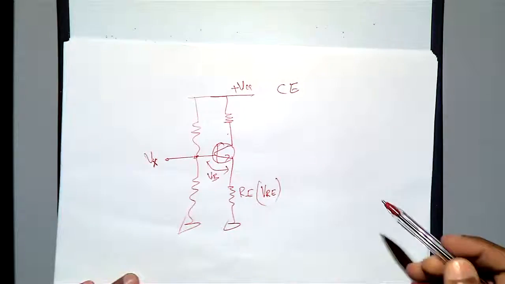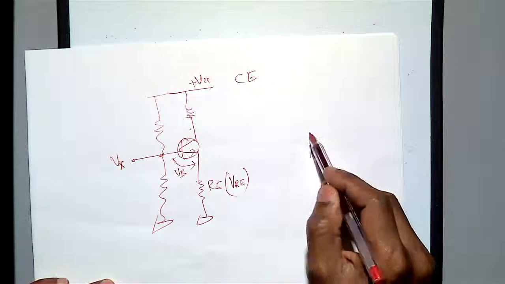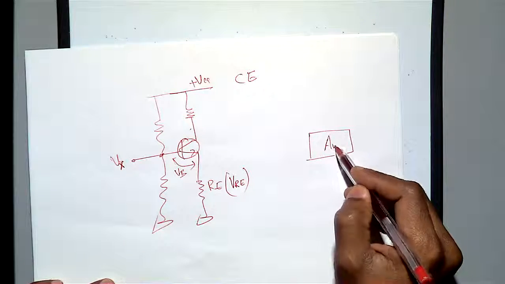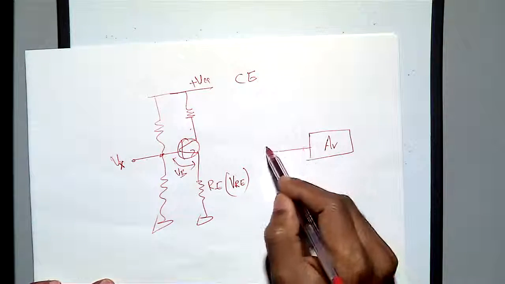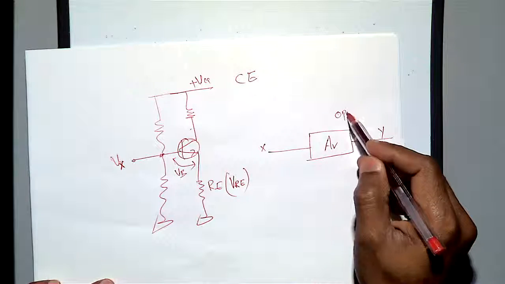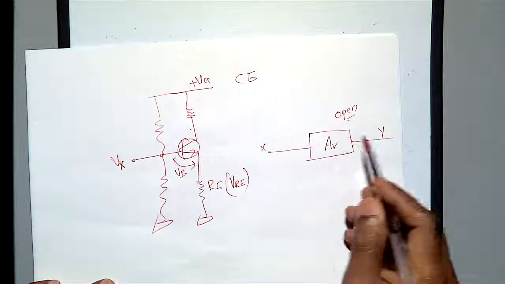So what is the concept of feedback? From the electronics point of view, you have an amplifier with the gain AV, this is your input, and this is your output. Then that is called open. So this circuit is operating in the open mode.